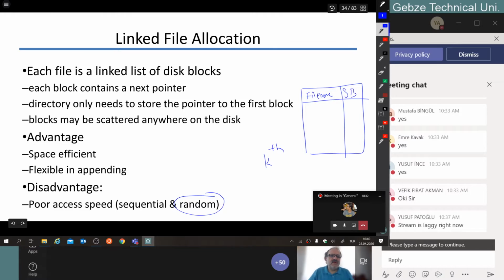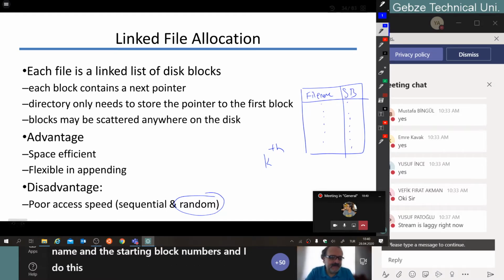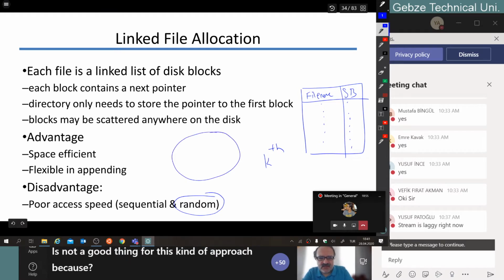So this would be our directory structure, file name, and the starting block number. And I said that sequential access is not a good thing for this kind of approach because, as I said before, last time I think I drew this.